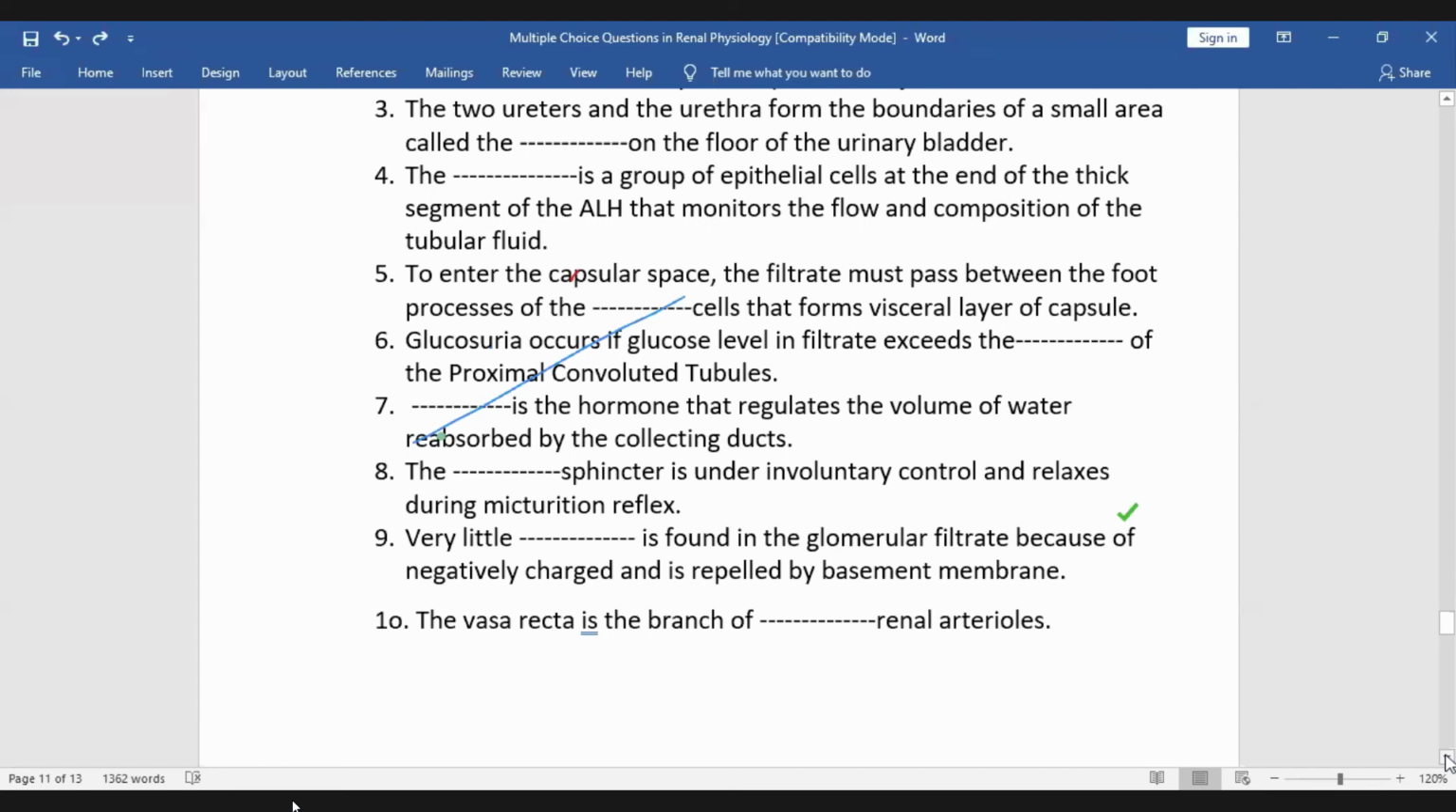Very little blank is found in the glomerular filtrate because it is negatively charged and repelled by the basement membrane. Protein. Speak it again. Albumin. Yes, very little albumin is found in the glomerular filtrate. Vasa recta is the branch of renal arterioles. Which renal arterioles are we talking about? Efferent. Vasa recta is a branch of the efferent arterioles.